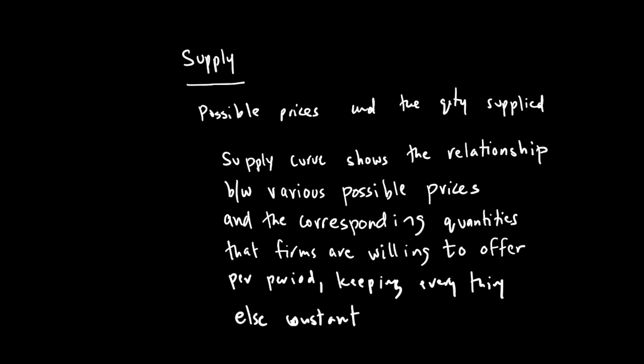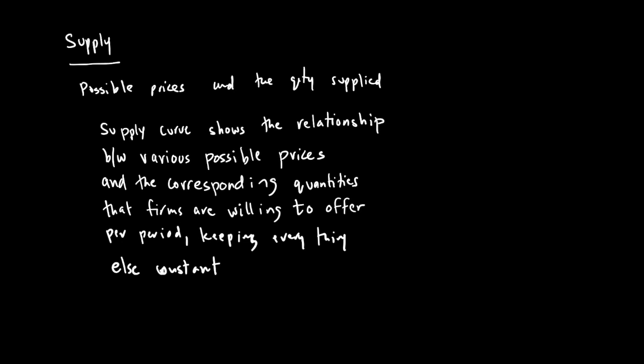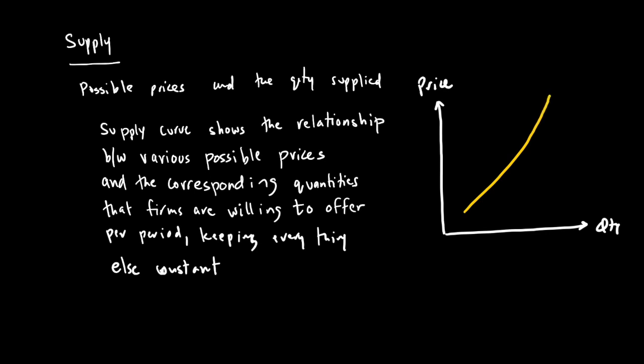So we'll keep those constant, and we look at the relationship simply between price and the quantity that firms are willing to produce. And if you look at that relationship, we will realize that the supply curve is upward sloping. So if this is my quantity and price, where price is on my y-axis and quantity is on my x-axis, we will see that the supply curve will be upward sloping, where when the price of a good goes up, firms will be willing to produce more of the good.